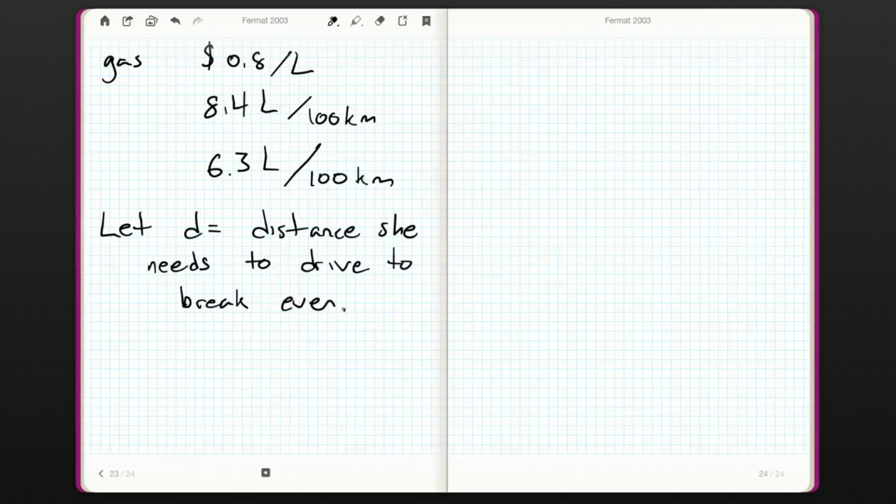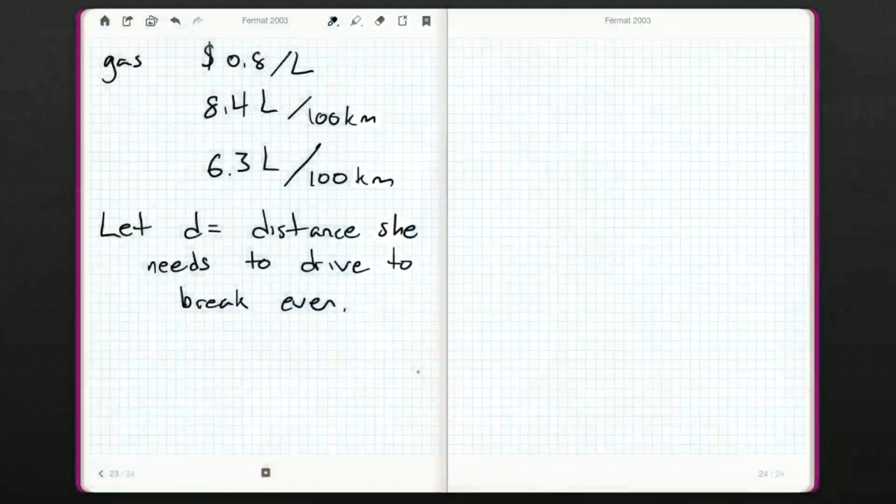Okay. So, breaking even means if we calculate the cost one way and calculate the cost the other way, they need to be equal. Okay? And then after that point, the 6.3 liter per 100 kilometer modification will be saving her money. Okay? So that's something we need to keep in mind.